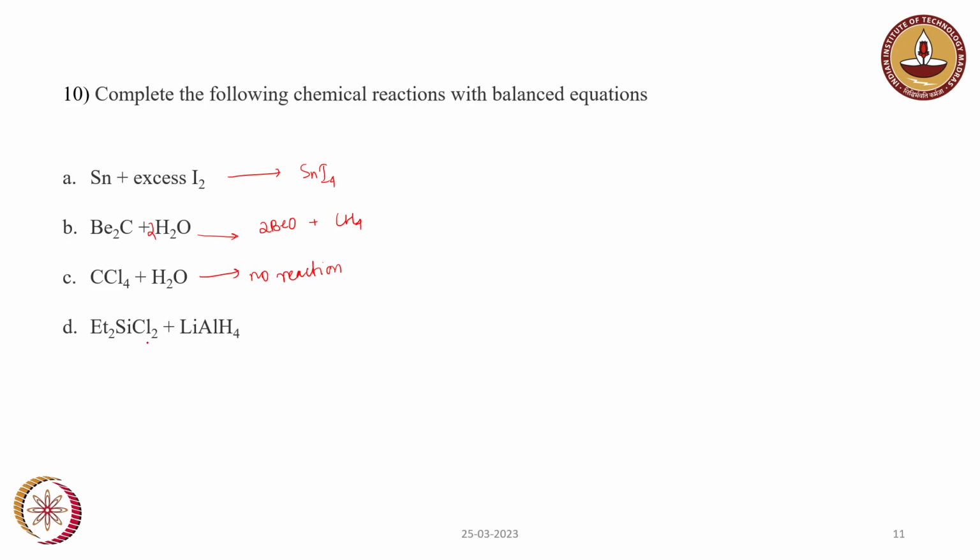Next one is Et2SiCl2 plus LiAlH4. It will replace the two Cl with hydrogen. So it will be Et2SiH2 plus LiAlH2Cl2.